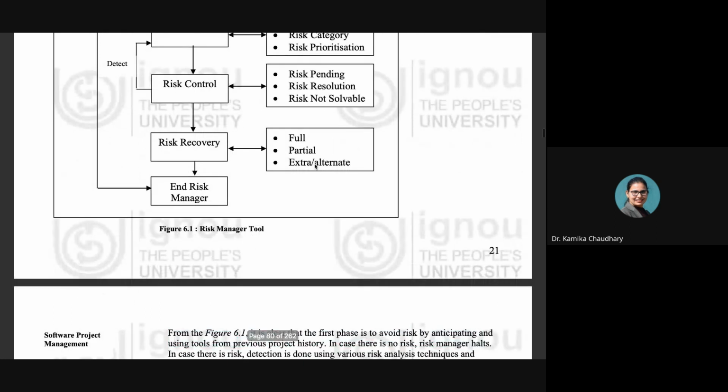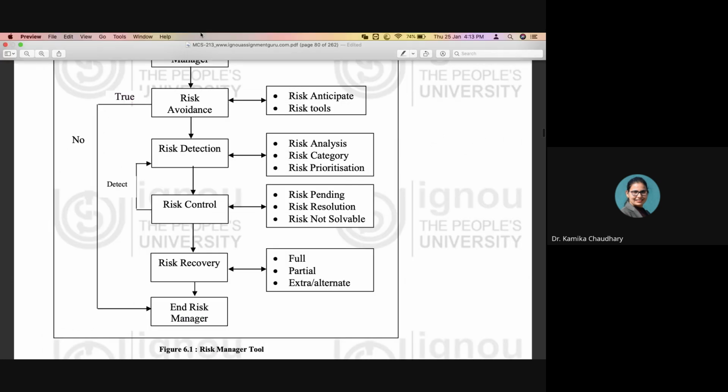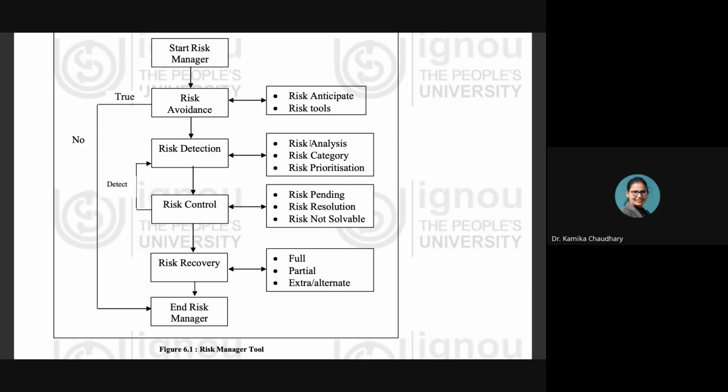So this is how this diagram, or the entire figure, is explaining to us the overall process of the risk manager tool, how the risk manager tool functions. The risk manager tool functions like this. Start the risk manager, then try to avoid the risk. If there is no risk found, end the risk manager.